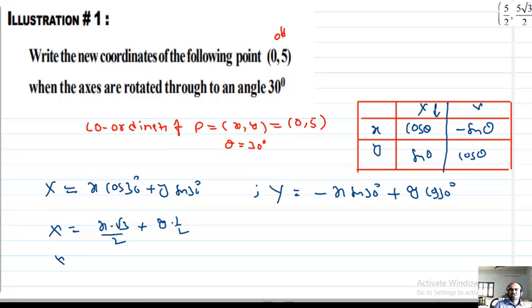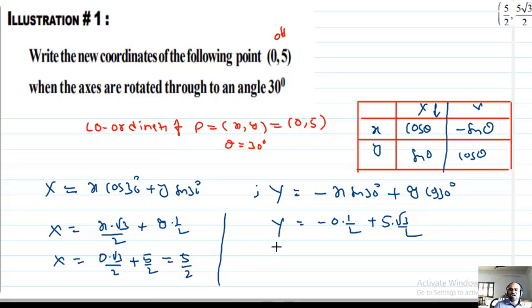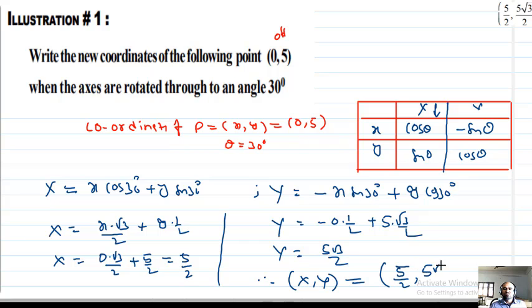Already x is given as 0, no? 0 into root 3 by 2, plus y means 5 into 1 by 2, 5 by 2. So finally capital X I got 5 by 2. Now capital Y I want. Capital Y equals x means 0 into sin 30, 1 by 2, plus y means 5 into root 3 by 2. So capital Y is 5 root 3 by 2. Therefore, the new or transformed point is 5 by 2 comma 5 root 3 by 2.